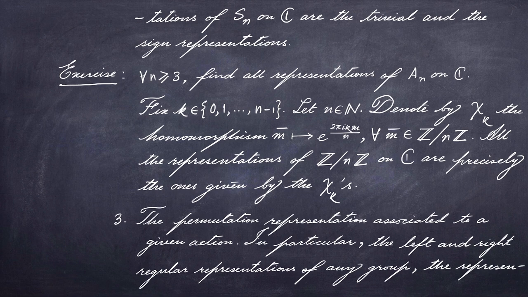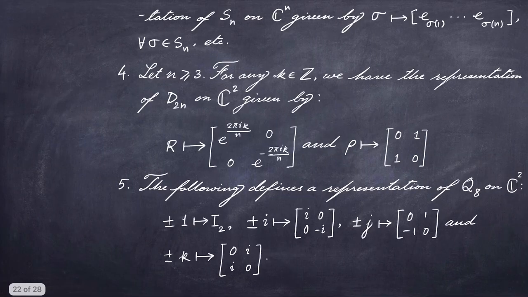Another standard example of a representation that we have already seen is the permutation representation associated to any given action. In particular, the left and right regular representation of any group are of course the representations of that group on the vector space LG. And another example is the representation of Sn on Cn, where each sigma is being sent to this permutation matrix.